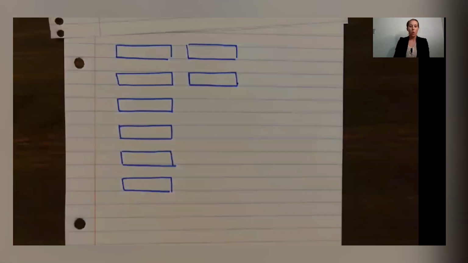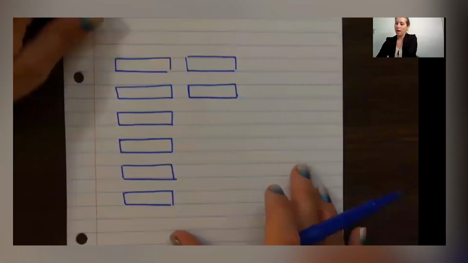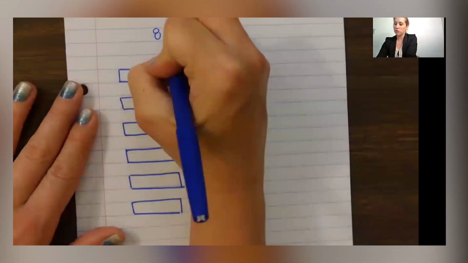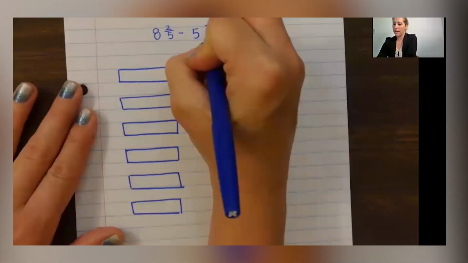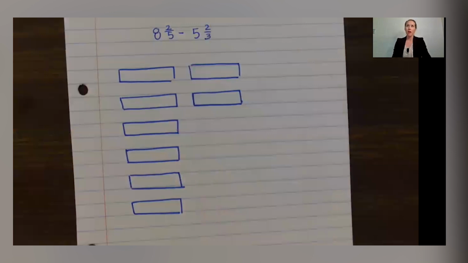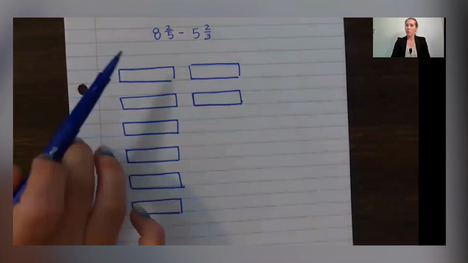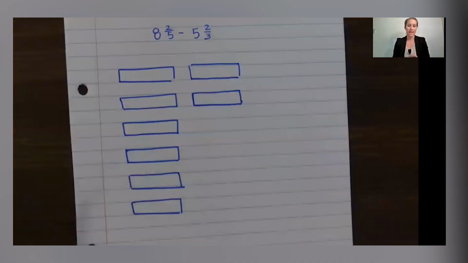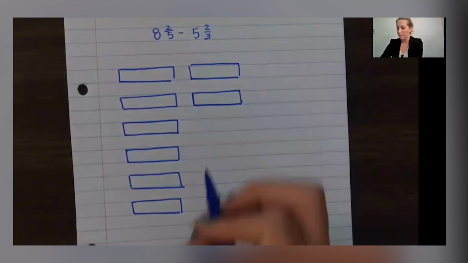All right. So we have 8 bars to represent our whole number. Let me rewrite that equation, 8 2/5 minus 5 2/3. We have a whole number of 8 because we made 8 bars. Is that going to be enough? I hear somebody say, no, we have to have room for the 2/5 as well. Very good. 8 2/5 is more than 8, but smaller than 9. So we're going to need another bar.